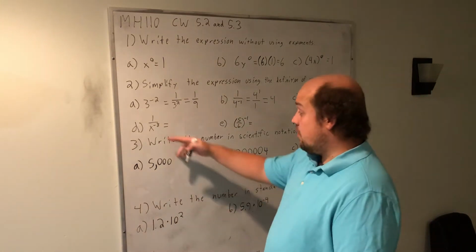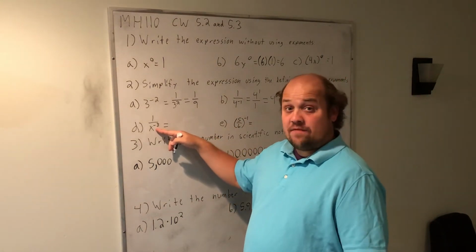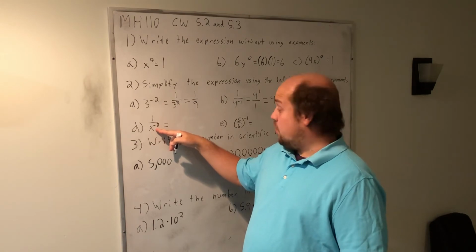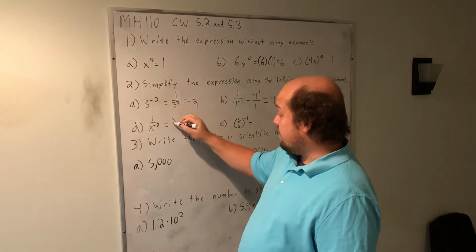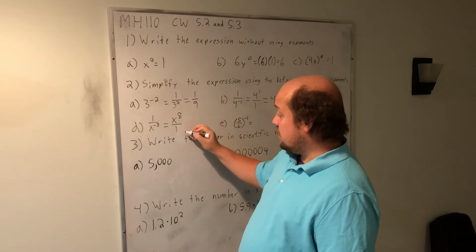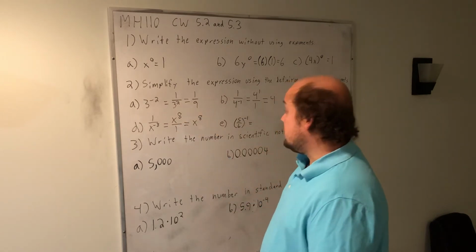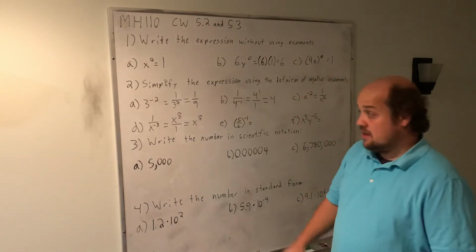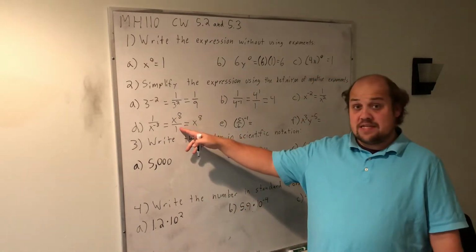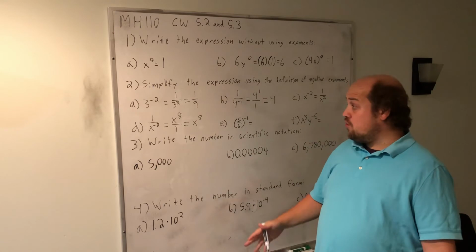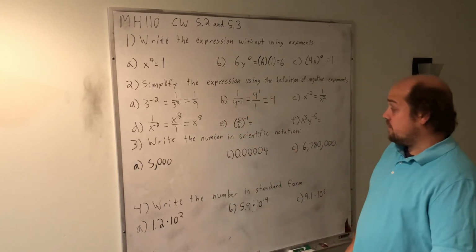Same idea here. X has a negative exponent, negative 8, on bottom. Let's bring it to the top and make it x to the positive 8th. Really, anything divided by 1 is just itself, so this is just x to the positive 8th. You absolutely don't need to do this step in between. I'm just trying to show you why it's the same as what we've done above.